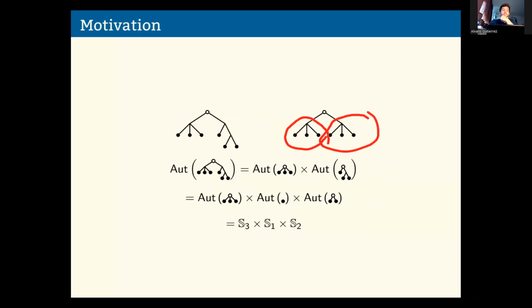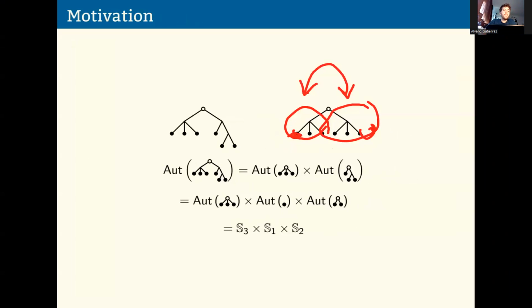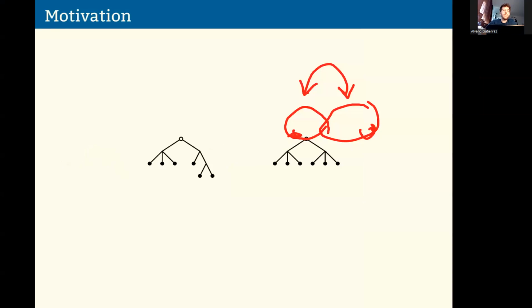Now for the right tree, the story is a bit different, because it's true that we have symmetries of this part and this part independently. So I can permute these things and I can permute these things independently, but I can also preserve the shape of the tree by permuting these two blocks. So we have sort of a symmetric group inside of a symmetric group.